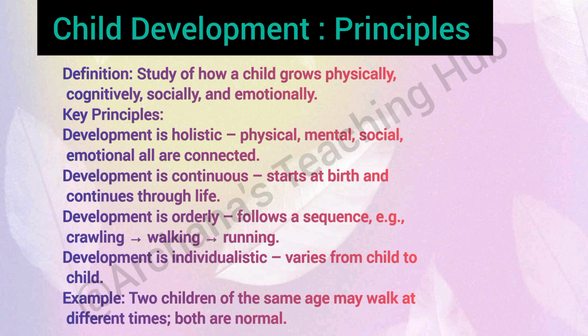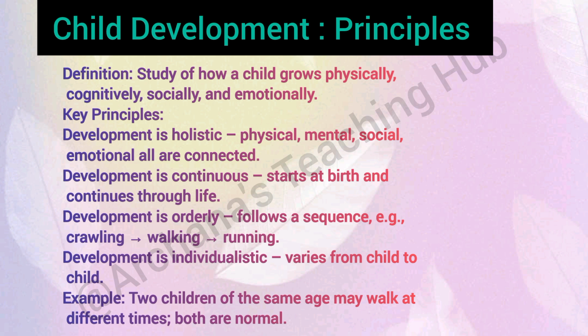One, child development principles. Definition: study of how a child grows physically, cognitively, socially and emotionally. Key principles: development is holistic, physical, mental, social, emotional, all are connected. Development is continuous, starts at birth and continues through life.